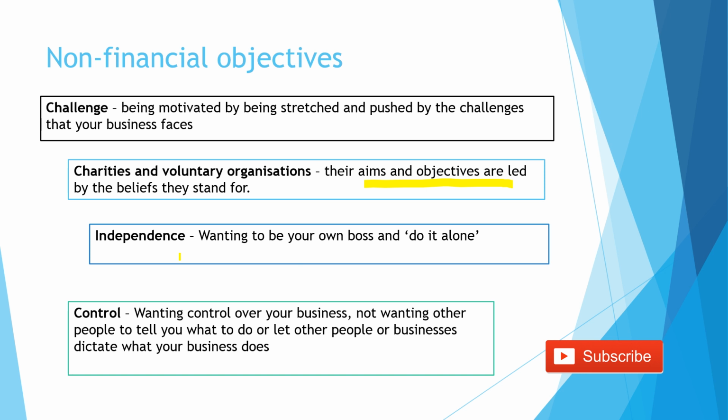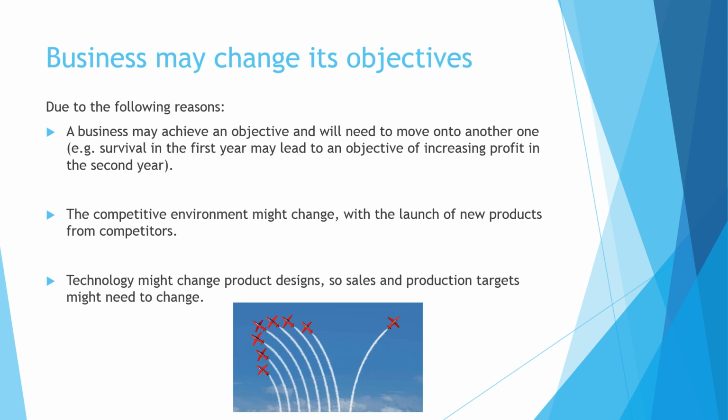That's got nothing to do with money, so that's why it's a non-financial objective. Anything to do with maximizing or gaining profit is not a non-financial objective; that is a financial objective. So control, wanting to control your business, not wanting other people to tell you what to do or let other people or businesses dictate what your business does. Having the control is a non-financial objective.